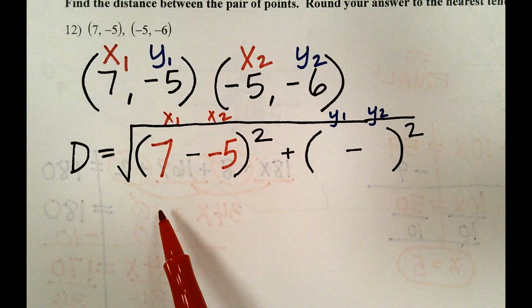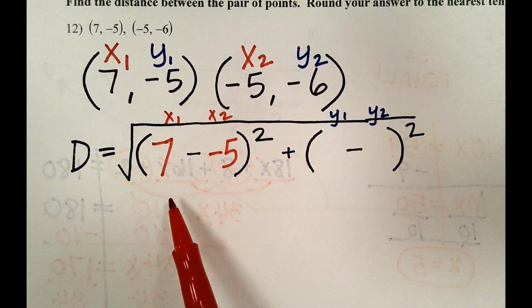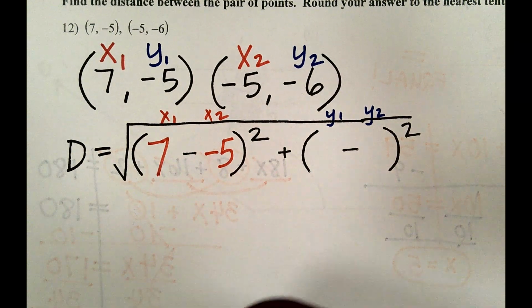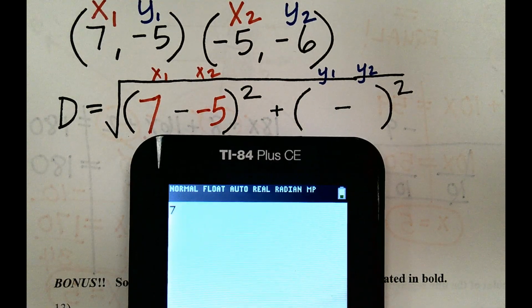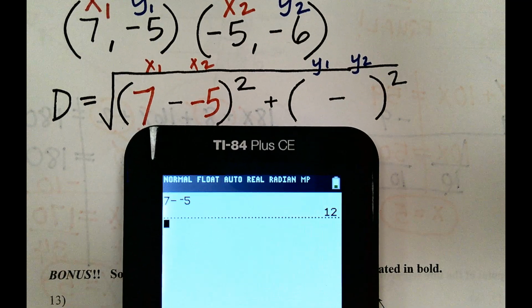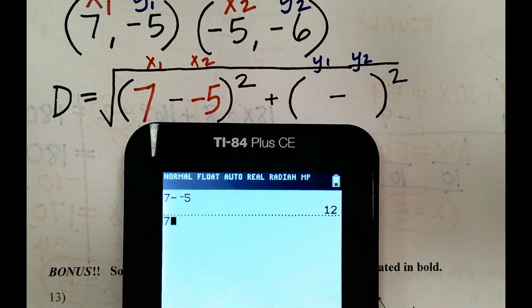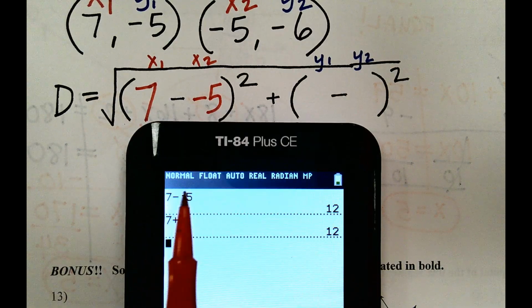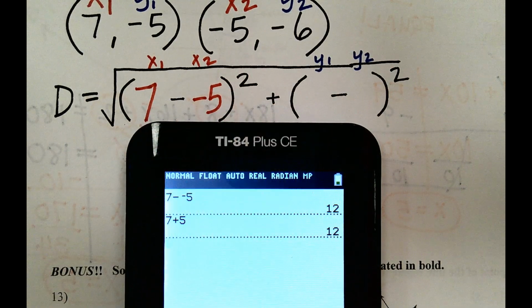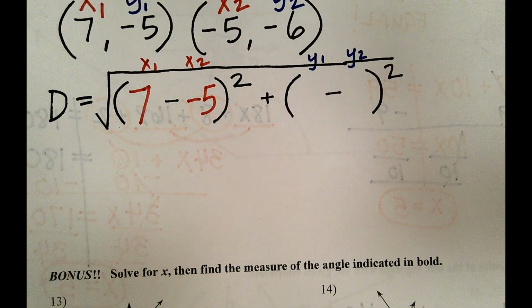It's going to become a positive. So if you don't want to remember a rule, you can always rely on your calculator. I can say 7 minus -5 is 12. Weirdly enough, this is the same thing as 7 plus 5, 12. Minus negative. It's like these 2 little signs just can't help but join together and become a plus.